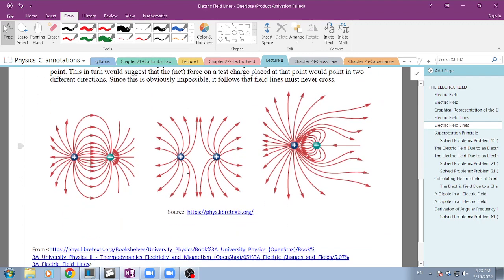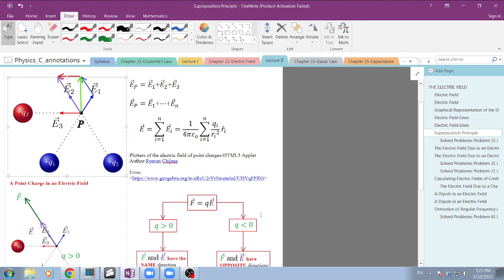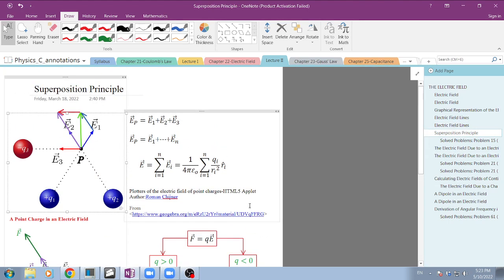Doesn't matter. And so this representation is graphically representing what I've just stated. The electric field lines will never ever cross. That's a very important concept.